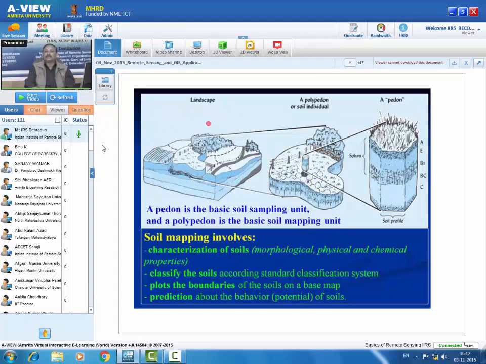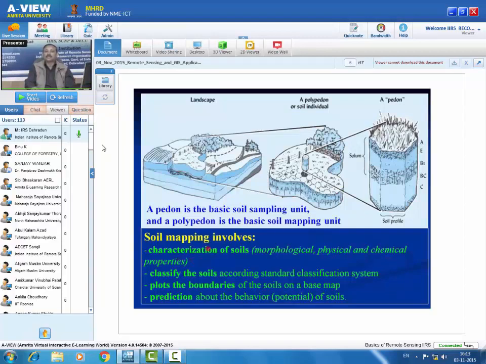delineate your area into landscape units, divide your area into landscape units based on remote sensing data, which I will discuss further. So in soil mapping, what are the steps we do? First, characterization of soil. We take the soil profile, and we characterize its morphological, physical, and chemical properties. Morphological means color of the soil, depth of the soil, and coarse fragments or structure of the soil. Physical properties are the bulk density and texture. Chemical properties are the pH of the soils, electrical conductivity, and nutrients present in the soils.